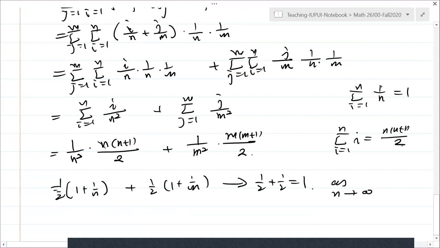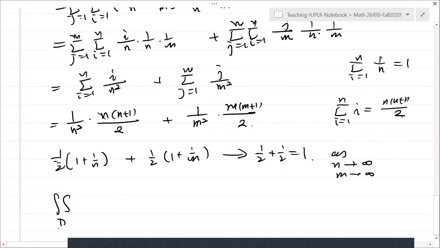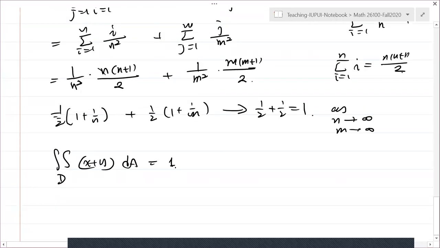As n approaches infinity and m approaches infinity, you do get a limit. I know the function is continuous, so the Riemann sum has a limit, and so you can use these special partitions to find the limit. So my conclusion is that the double integral of x plus y dA is going to be 1. And this is actually the volume of that region.